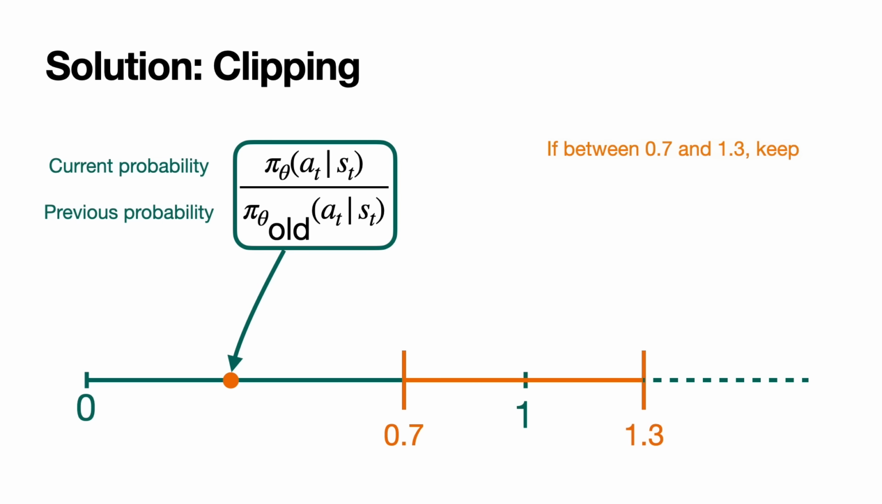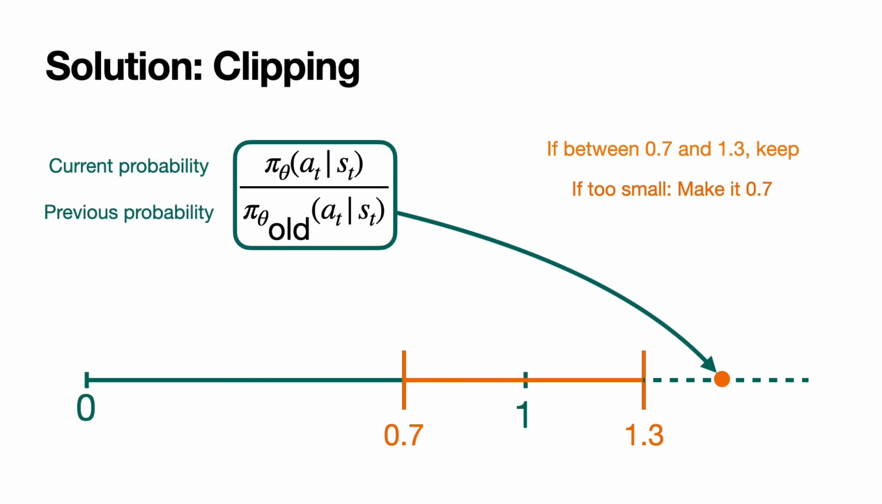Now let's say that this ratio doesn't fall in our desired interval. What if it's smaller than 0.7? Well, we don't accept that and we move it all the way to 0.7. In other words, if the ratio is too small, we make it 0.7. And what happens if it's too big? Well, if it's anything bigger than 1.3, we don't accept it and we move it all the way to 1.3. So if it's too large, we make it 1.3. This is what clipping means.